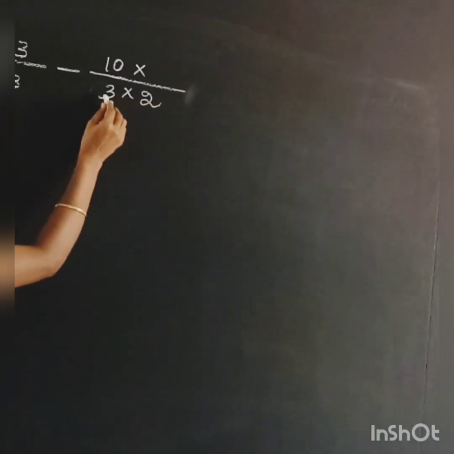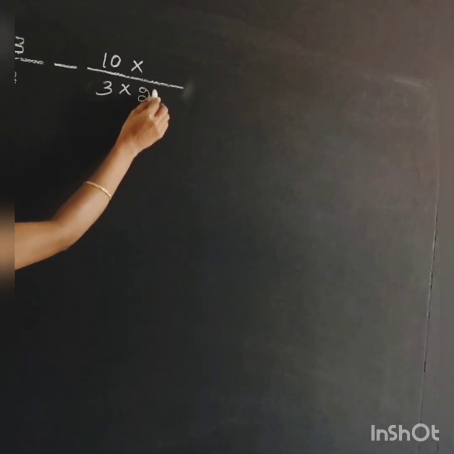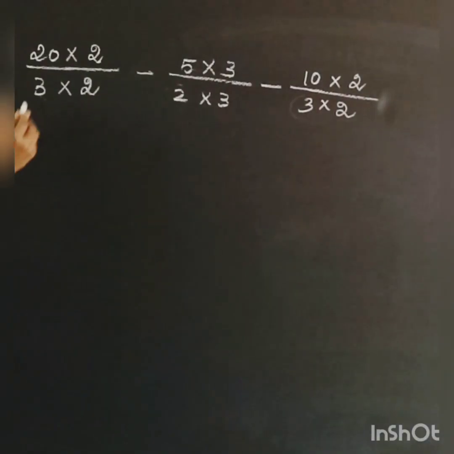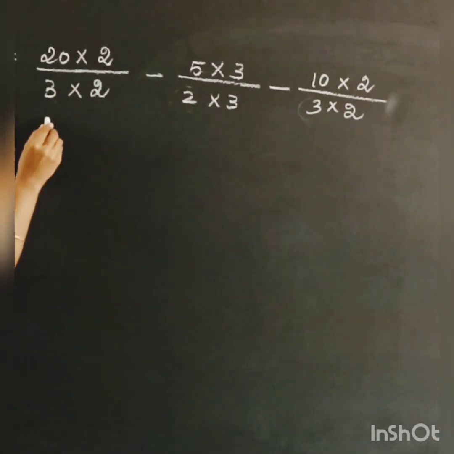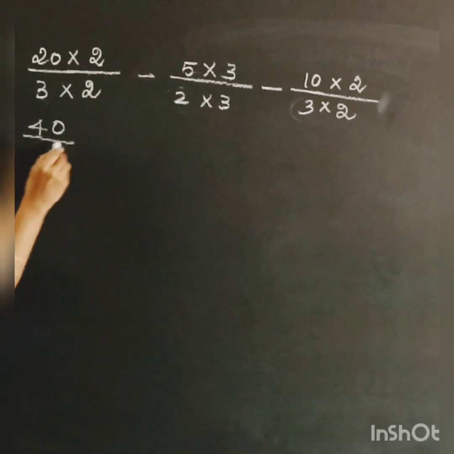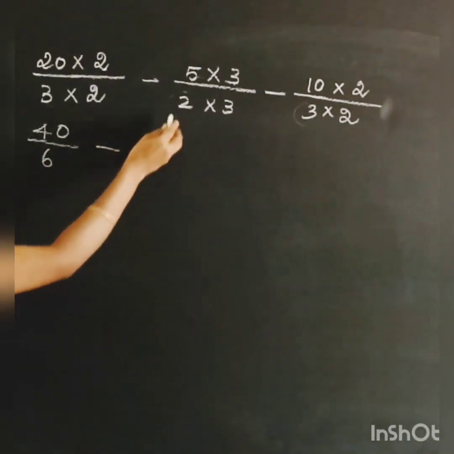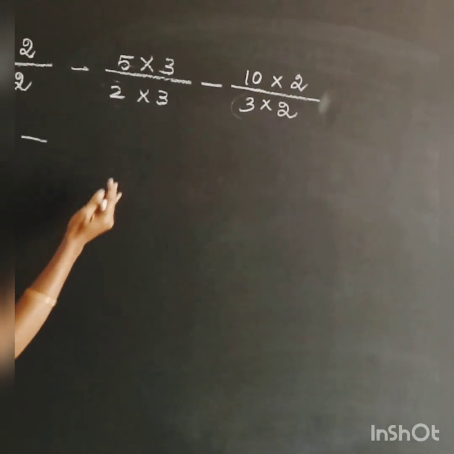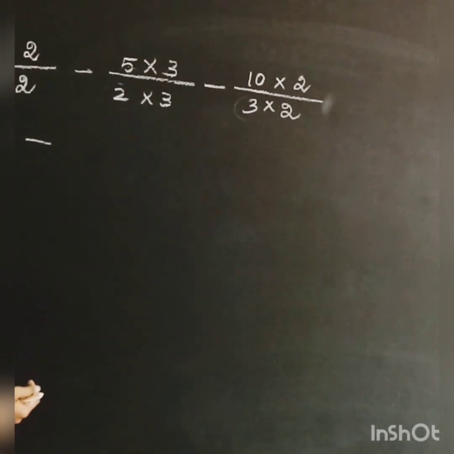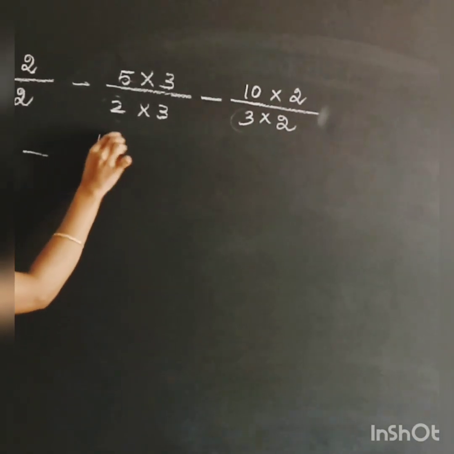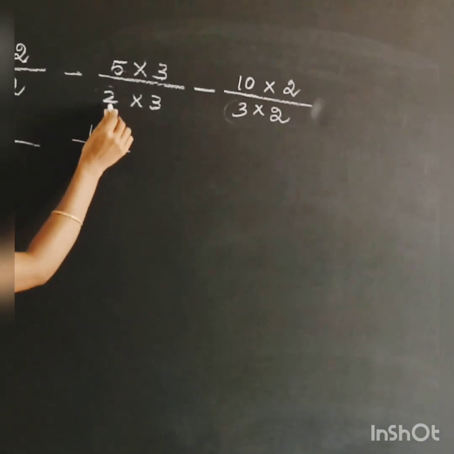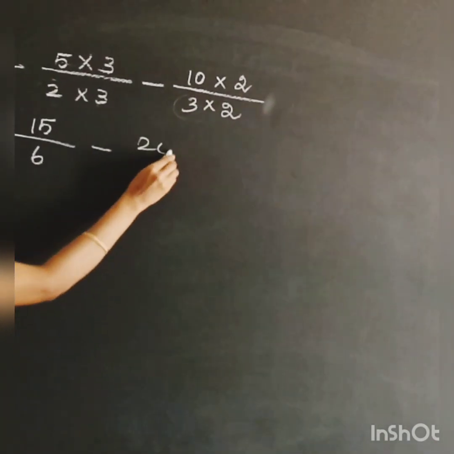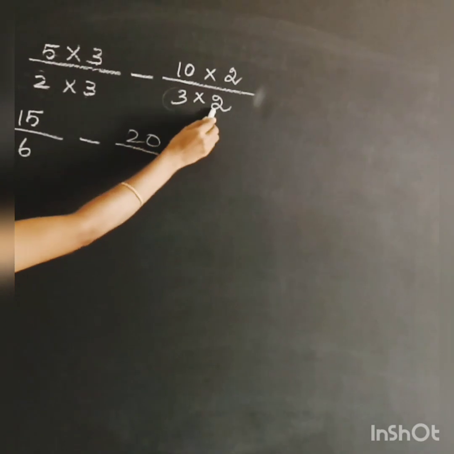In the 3 table, how many times? 2 times, isn't it? 3 2s are 6. The same number 2 you multiply by the numerator also. That is equal to 20 into 2. 20 2s are 40 divided by 6. Minus 5 3s are, say the table, 1 3 is 3, 2 3s are 6, 3 3s are 9, 4 3s are 12, 5 3s are 15, 15 divided by 6. Minus 10 2s are 20 divided by 3 2s are 6.